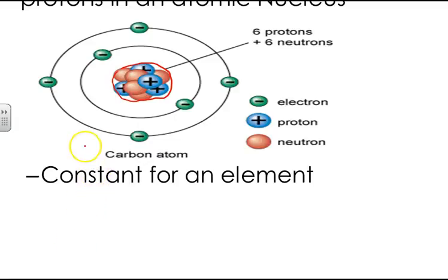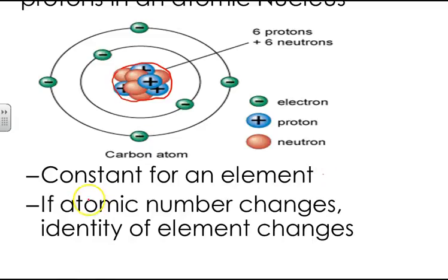The number of protons in an element is the atomic number. So the atomic number is the number of protons in an atomic nucleus, and most importantly, it is constant for any given element. If the atomic number changes, we actually change the identity of the element itself. So hydrogen, for instance, has an atomic number of 1. If we have atomic number 2, that would be helium.